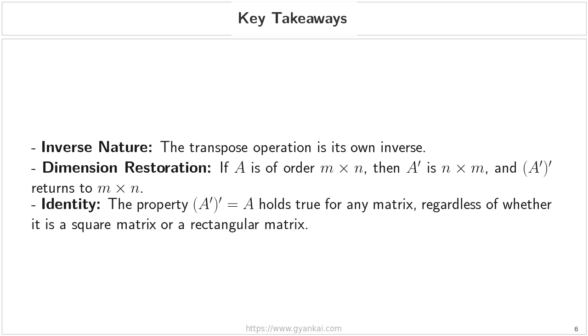Finally, it is important to recognize this as a universal identity. The property that the transpose of a transpose equals A holds true for any matrix you encounter, regardless of whether it is a square matrix or a rectangular matrix. While this property is logically straightforward, there are a few common pitfalls that students often encounter, which we will address in the final slide.